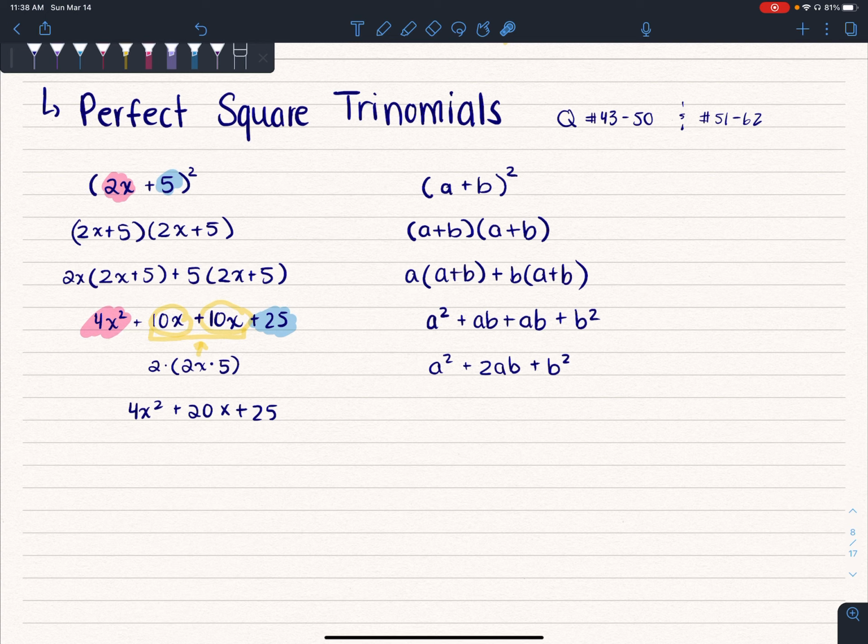So this is a positive perfect square trinomial, the square of a sum. You can also have the square of a difference. So if instead of a plus b squared, you have a minus b squared, it ends up being almost exactly the same thing. We'll see what happens there.